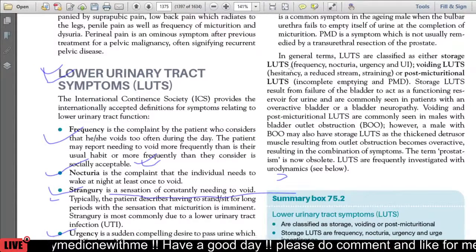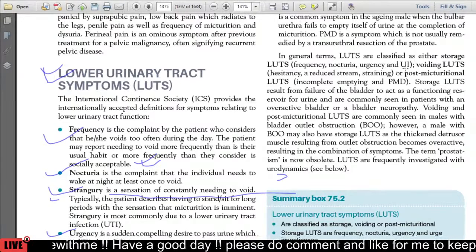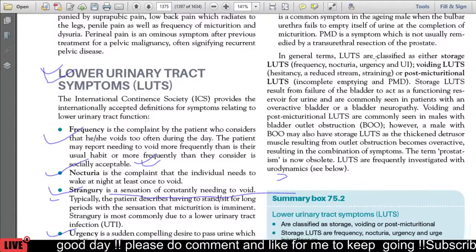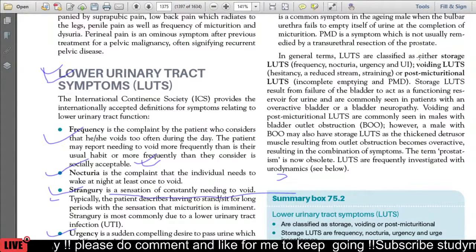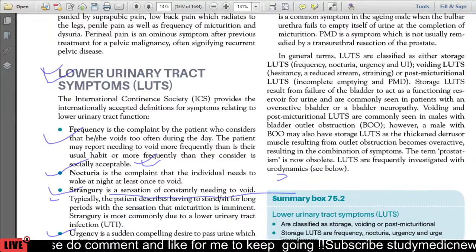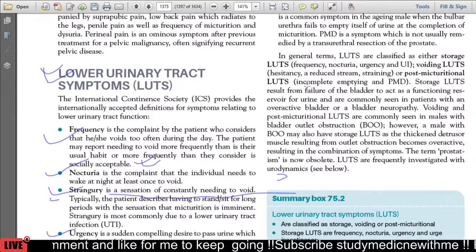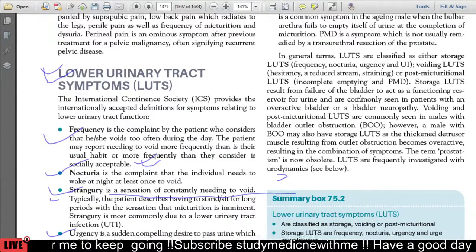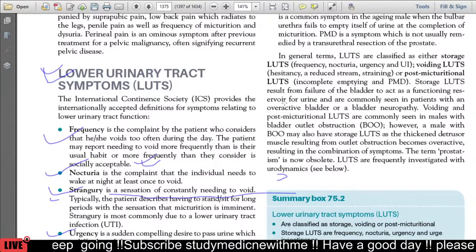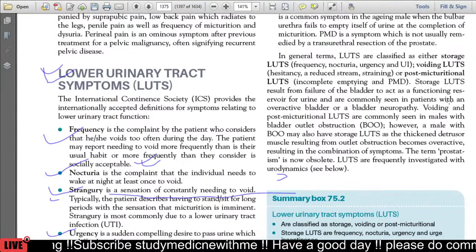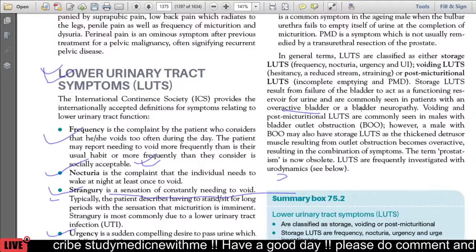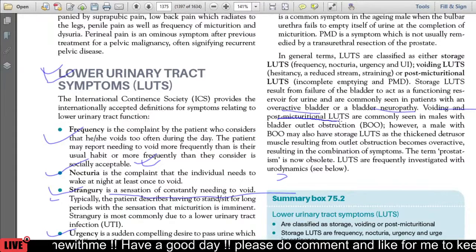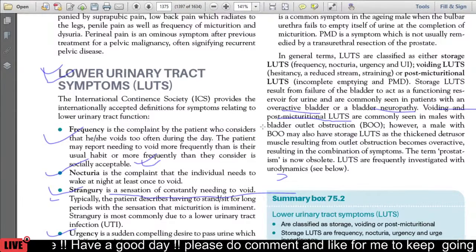In general terms, LUTS are classified as either storage LUTS, voiding LUTS, or post-micturition LUTS. Storage LUTS result from failure of the bladder to act as a functioning reservoir for urine and are commonly seen in patients with an overactive bladder or bladder neuropathy. Voiding and post-micturition lower urinary tract symptoms are commonly seen in males with bladder outlet obstruction.